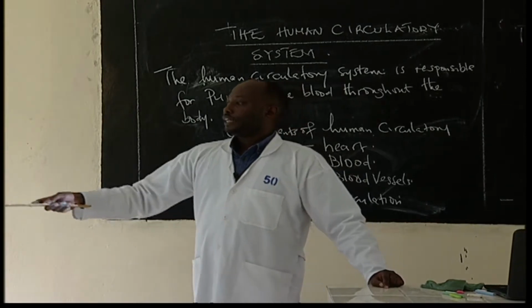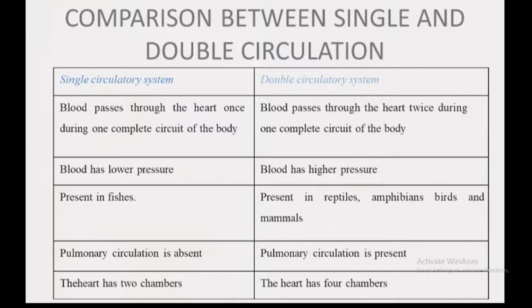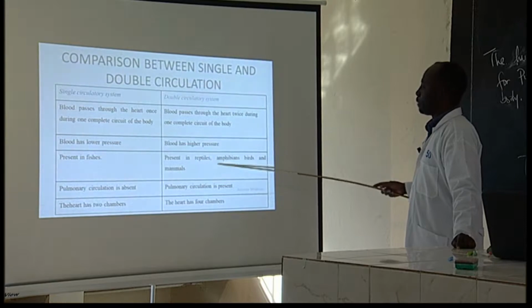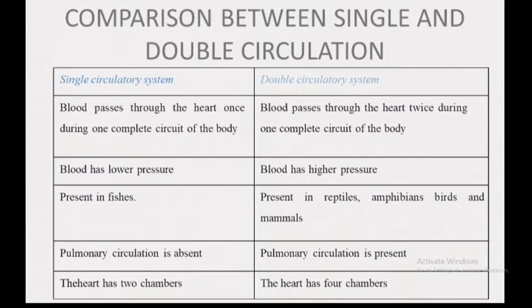Single circulation is present in fish. And double circulation is present in reptiles, amphibians, birds, and even mammals. So mammals, reptiles, and birds have a double circulation. I gave you the example of the lion, which belongs to mammals, and the human, which also belongs to mammals. Amphibians, reptiles, and birds also have a double circulation.